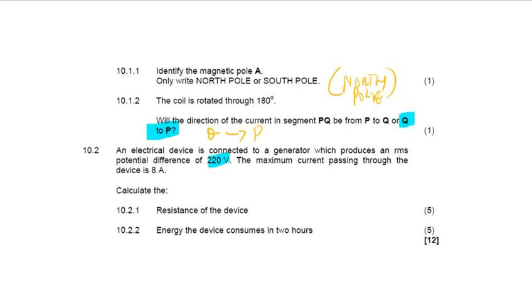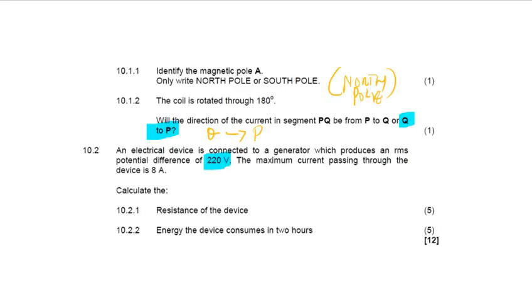Always the wall socket or AC from the wall is 220, then that will always be your VRMS. They say the maximum current passing through the device is 8 amps. So we are given VRMS, which is equal to 220 volts, and Imax, which is equal to 8 amps. Then they say calculate the resistance of the device.